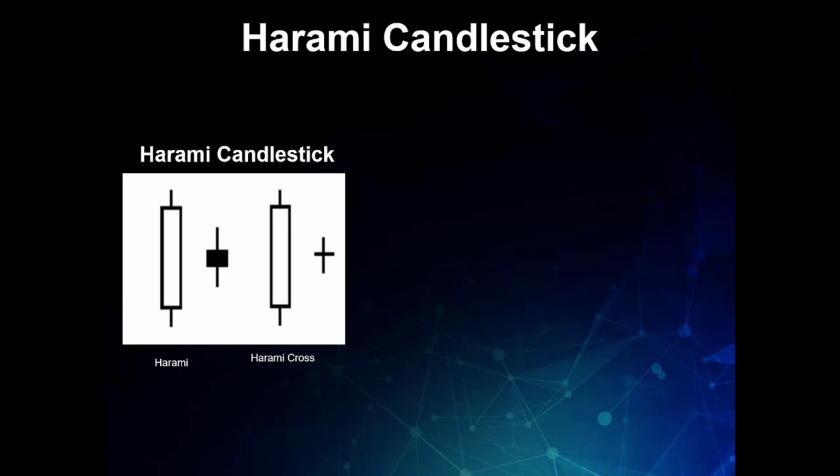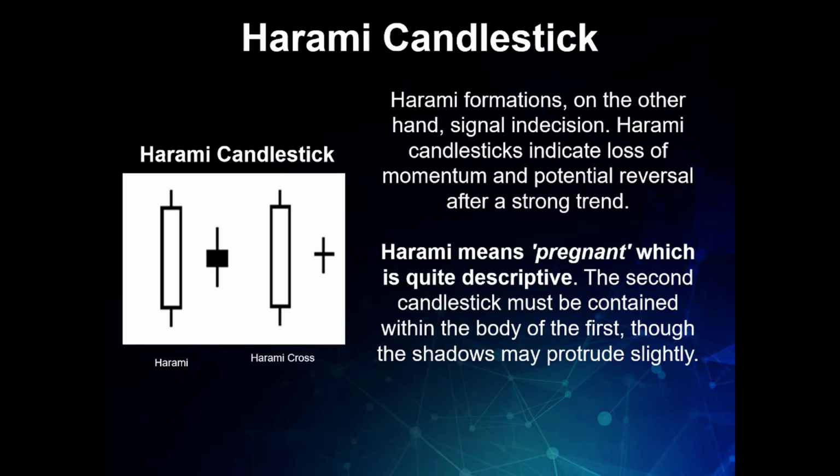The Harami candlestick. The Harami formations, on the other hand, signal indecision. The Harami candlestick indicates loss of momentum and potential reversal after a strong trend. Harami means pregnant, which is quite descriptive in its own way. It means that the second candlestick must be contained within the body of the first, though the shadows may protrude slightly.